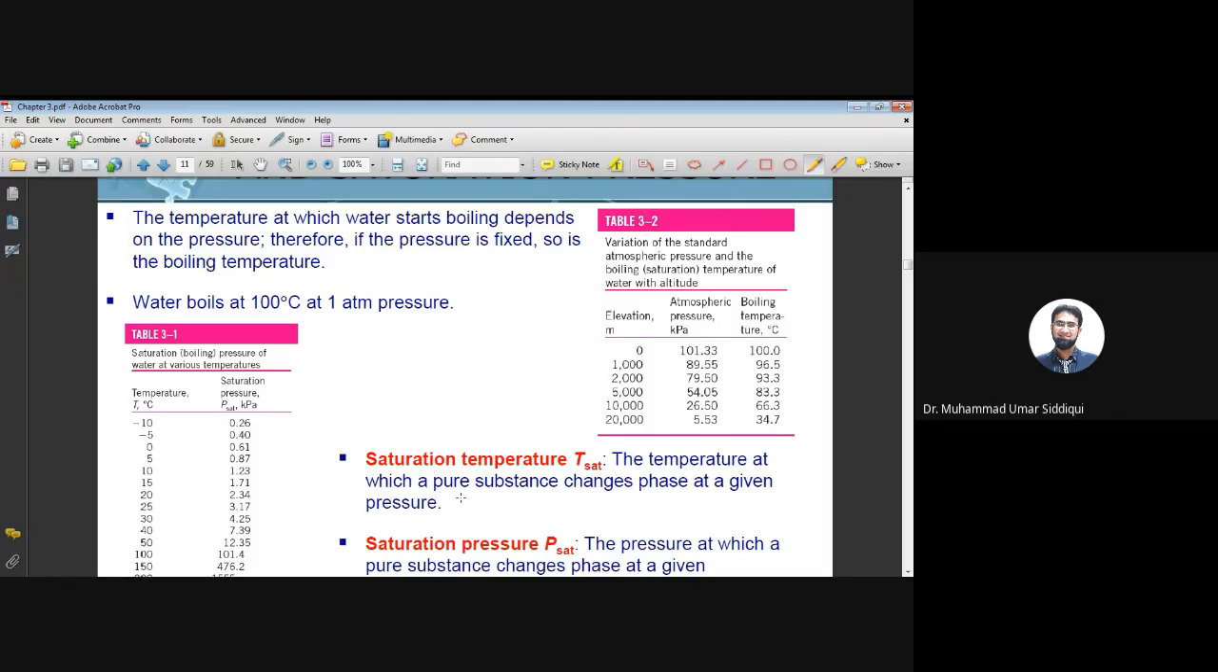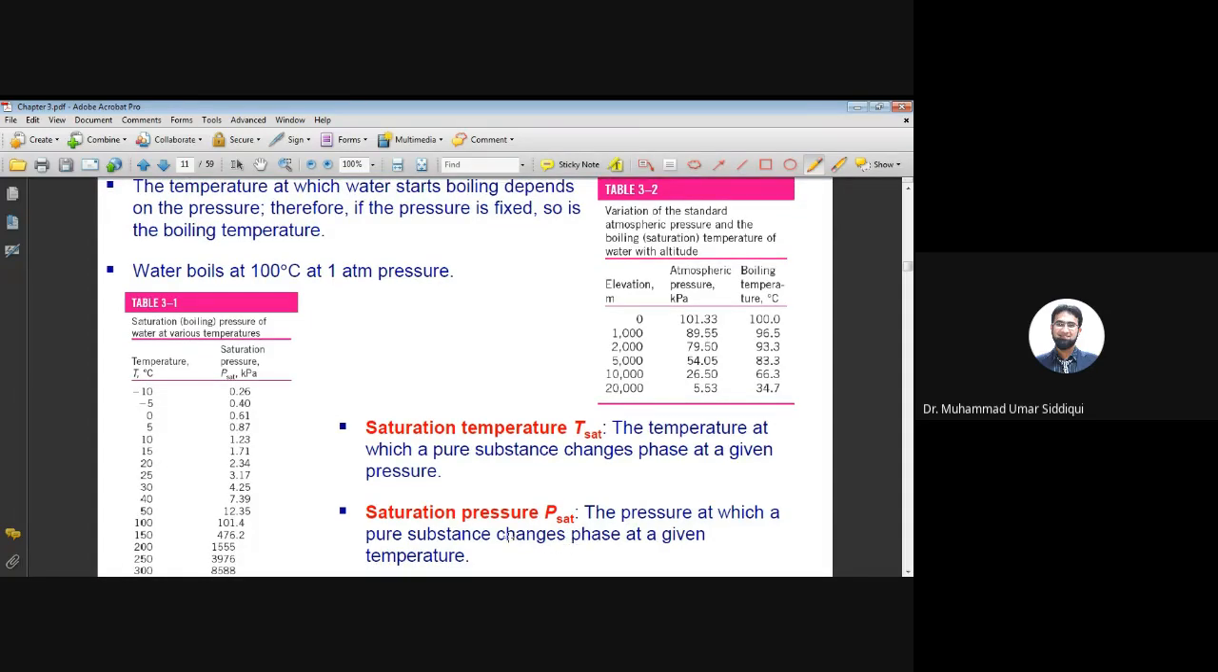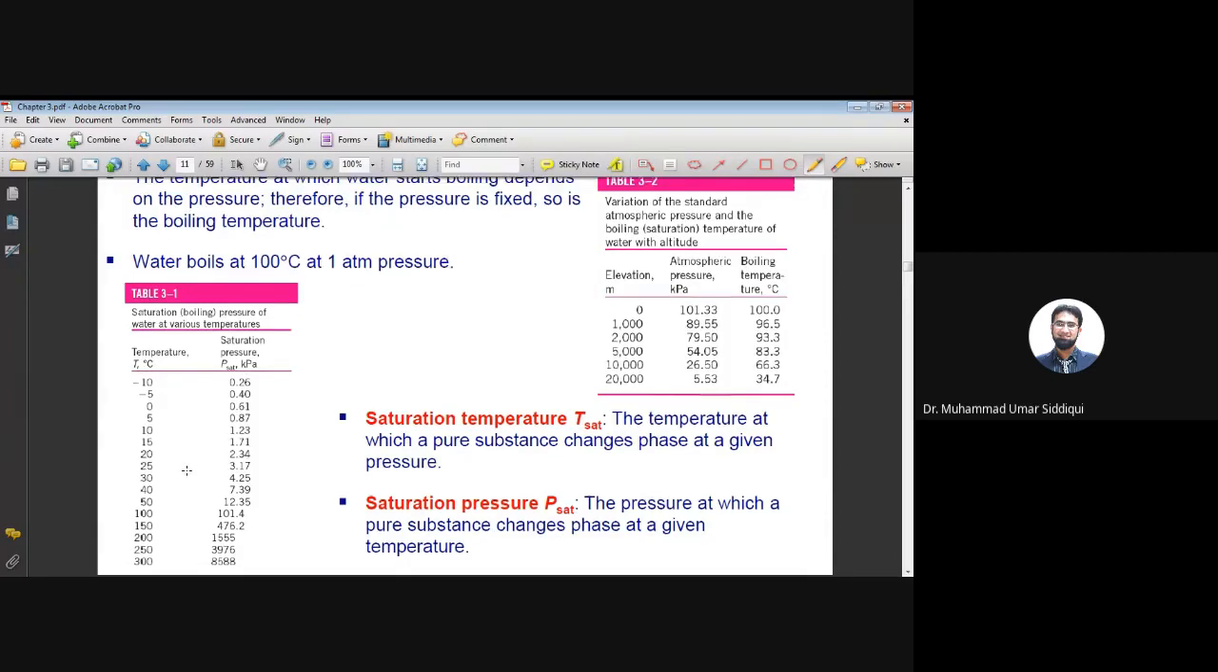If you change the pressure, then the temperature at which the boiling or condensation occurs will also change. The temperature at which a pure substance changes phase at a given pressure is the saturation temperature, or the pressure at which a pure substance changes phase at a given temperature is the saturation pressure. So you see here at 101.325 kPa, which is atmospheric pressure, the boiling point of water is 100 degrees. If you decrease the pressure, the boiling point of water decreases, and if you increase the pressure, the boiling point of water increases. So for a specific pressure, you'll have a specific temperature at which the boiling can occur.